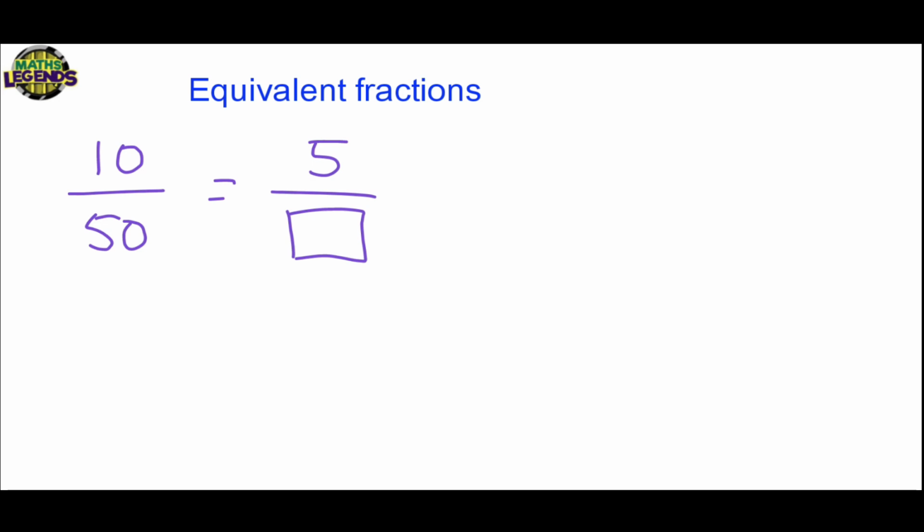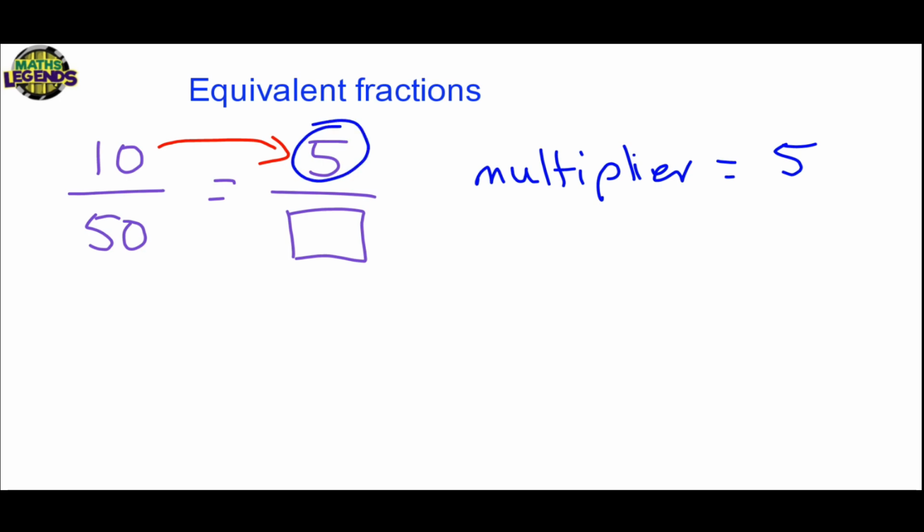So we have looked at examples where the numbers are getting bigger, but let's look at an example where the number is getting smaller. So let's consider the example 10 over 50 is equal to 5 over something. Because we know the numbers for the numerators, we're going to look at that first to work out the multiplier. So we use the same approach. Multiplier is equal to the number we're trying to get to, which is 5, divided by the number we're starting off from, which is 10.